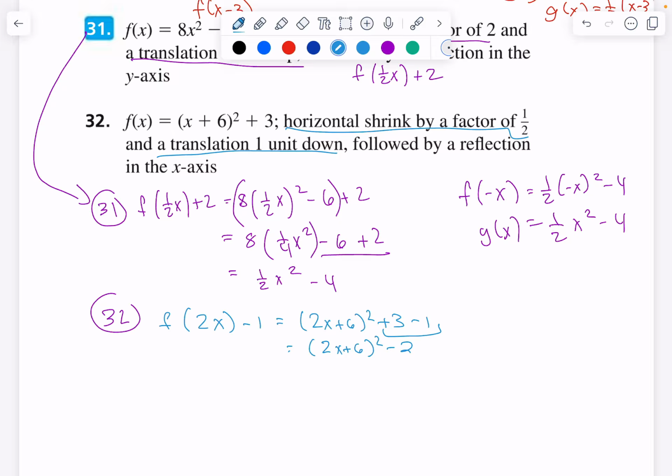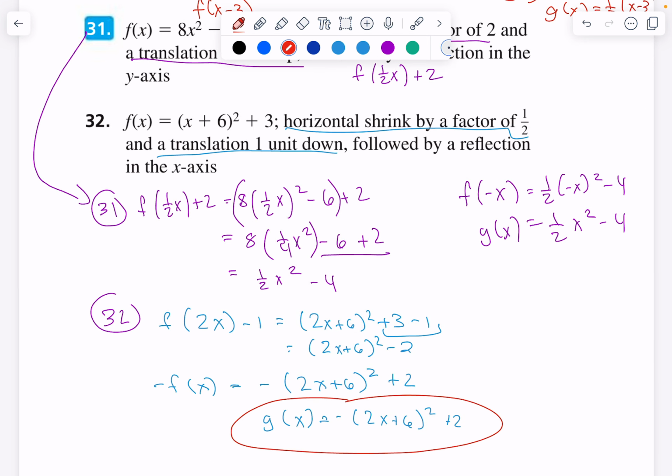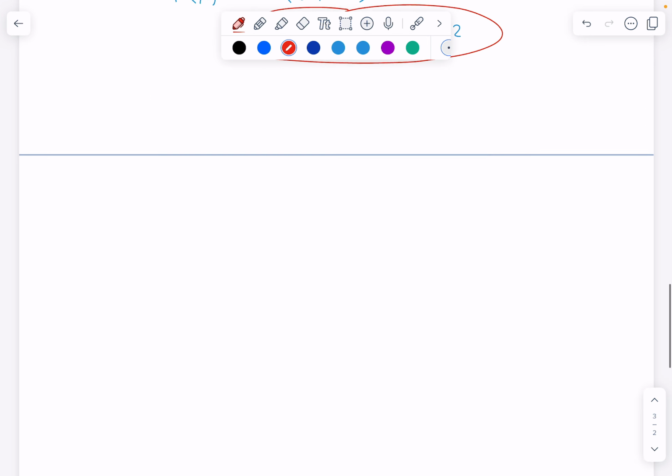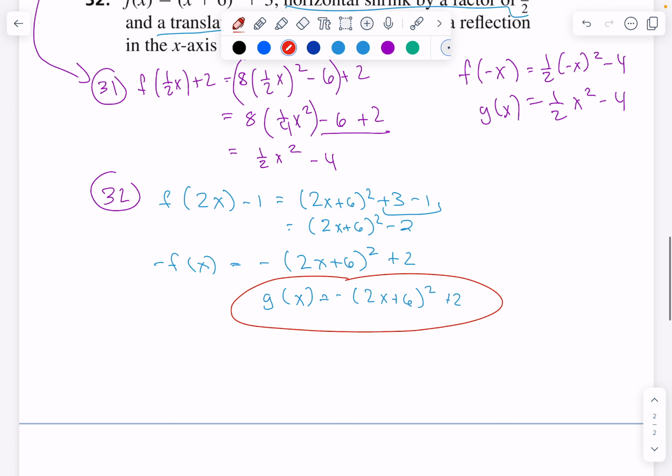And now I want to do a reflection in the x-axis, which is negative f of x. So that's just going to give us negative 2x plus 6 squared, because we can't distribute into the parentheses since the parentheses is being squared, and then plus 2. Okay? And that's your final answer. I think I'm going to leave it there. I hope that helps.